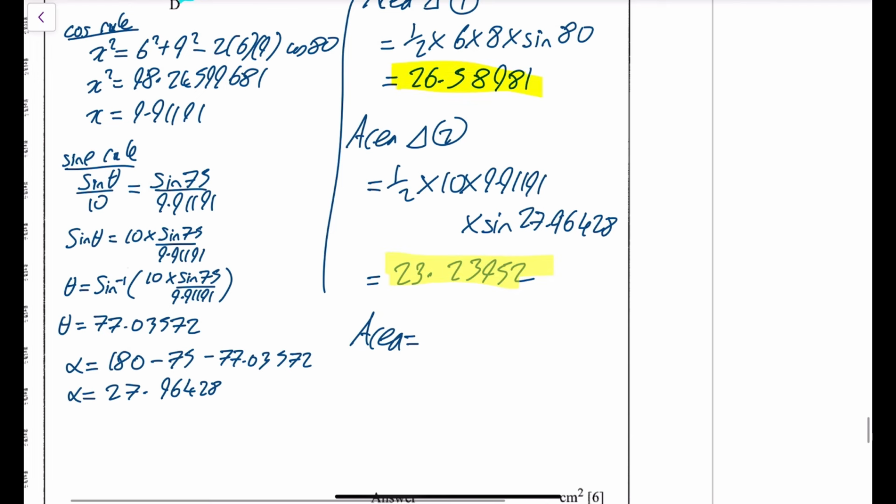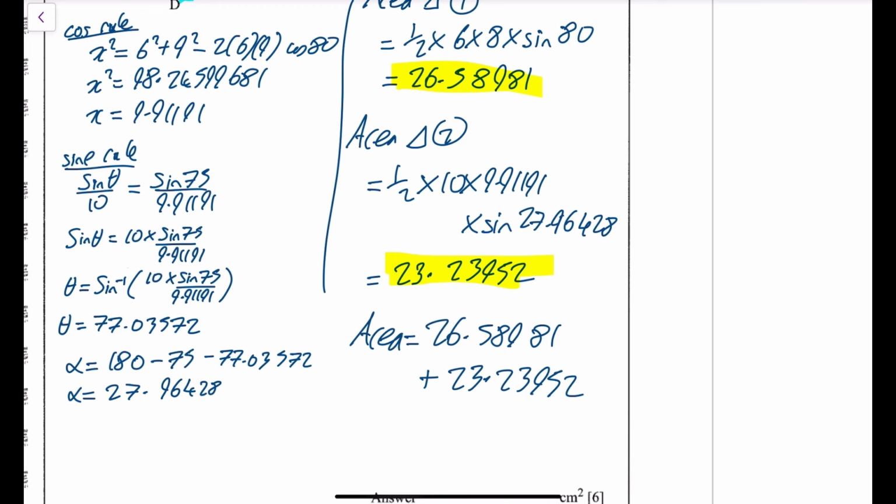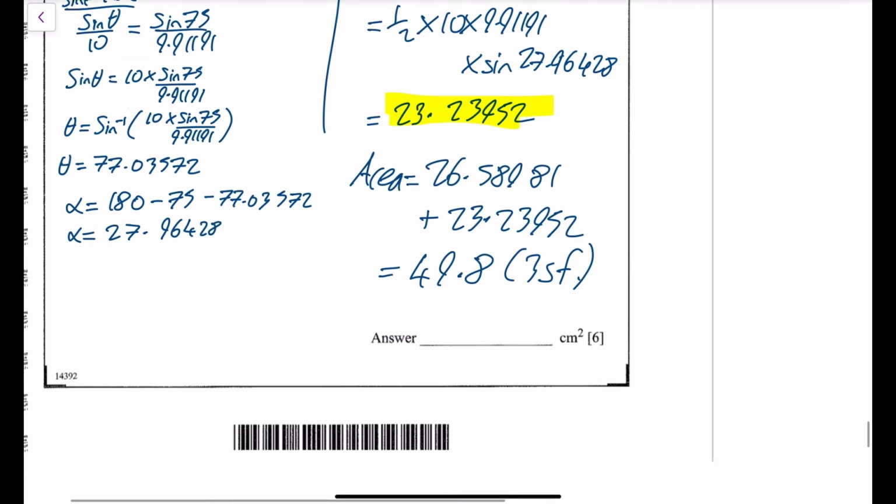So my area works out to be those two things added together. So this and this added together. My area of the whole shape is 26.58981 plus 23.23952. So my area is 49.8. I got that to 3 significant figures. Hopefully that is correct. And that is it done.